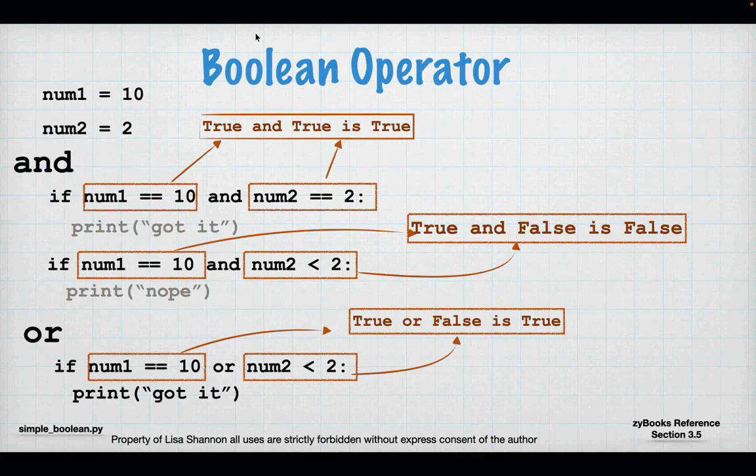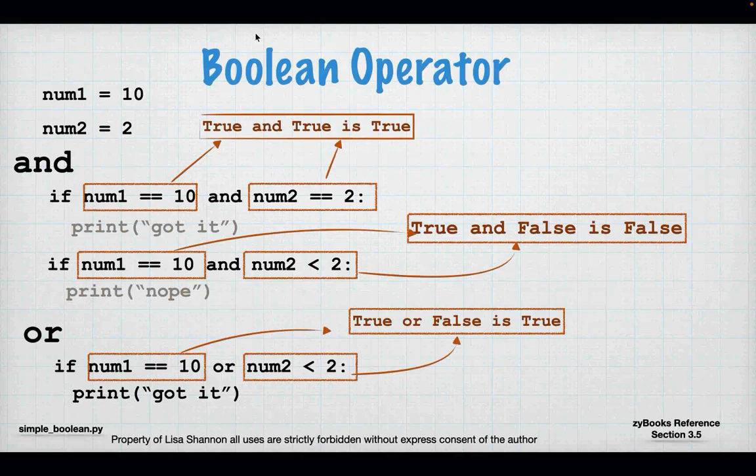It goes out and it says, okay, is num1 the same as 10? Yes, num1 is the same as 10 because there's a variable that's set up there. And then it ignores what's in the middle and says, is num2 the same as 2? Well, yes, it is. And what's in the middle is and. So true and true is true, so I'm going to print got it.